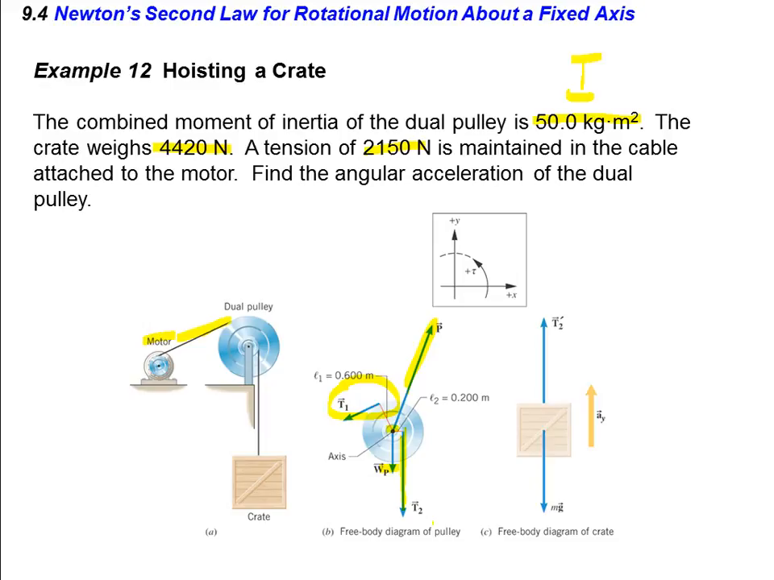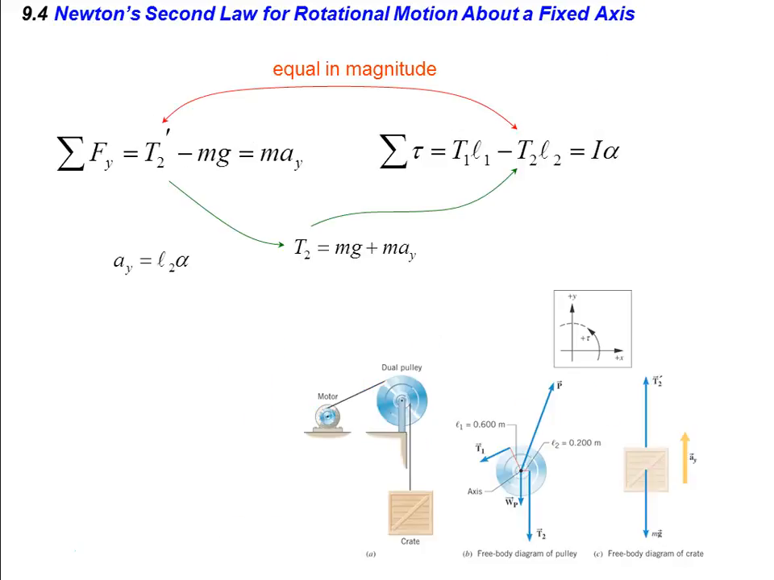Now, in order to find T2, we can see that T2 minus the weight of the crate is going to equal our mass times acceleration, and we are accelerating upward in this case. So looking at the sum of the forces in the y direction, T2 minus mg is equal to m times a. And looking at the sum of the torque on the pulley, we have T1 times L1 minus T2 times L2 is equal to I alpha, the moment of inertia times the angular acceleration, which is what we're trying to find.